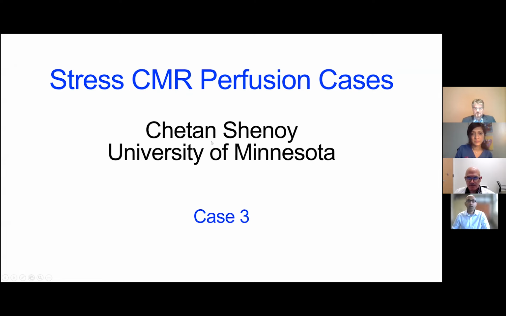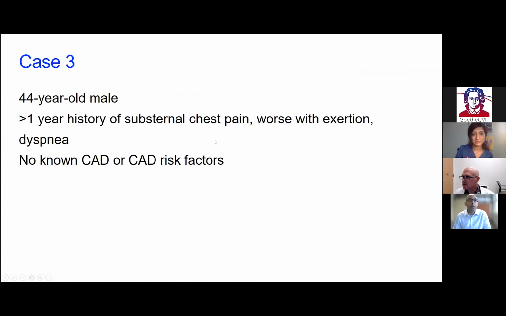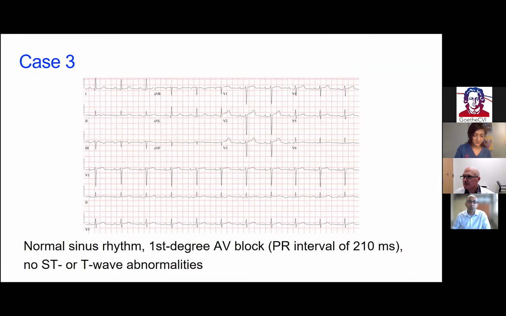Okay. Perfect. So this is the third case. So this is a 44-year-old male who presented with more than a year of history of substernal chest pain. And this was classic by history. It was worse with exertion and associated with dyspnea. He did not really have any prior CAD or CAD risk factors. And his EKG showed normal sinus rhythm with first degree AV block, a PR interval of 210 milliseconds. There were really no ST or T wave changes.